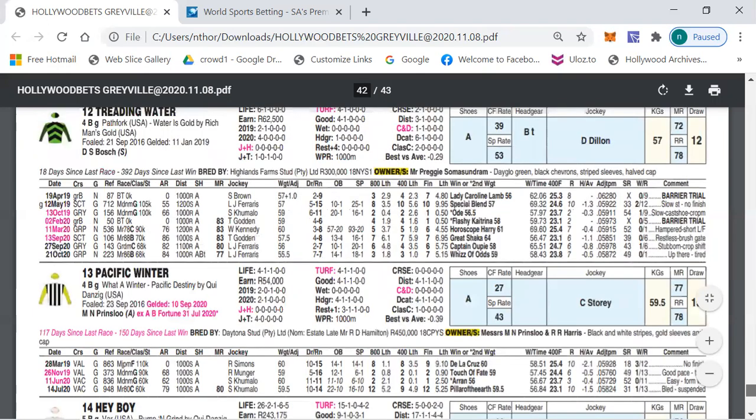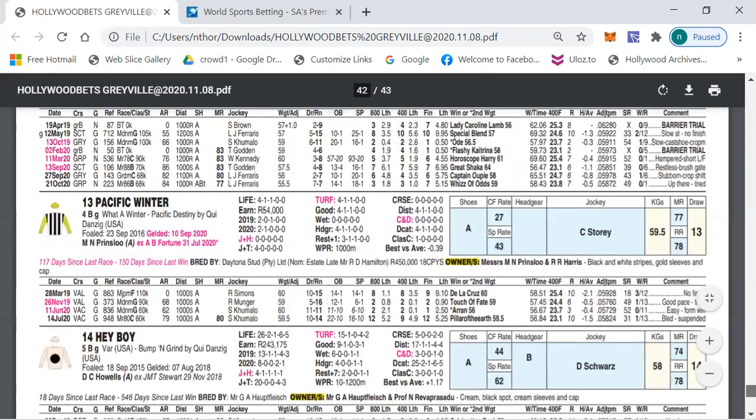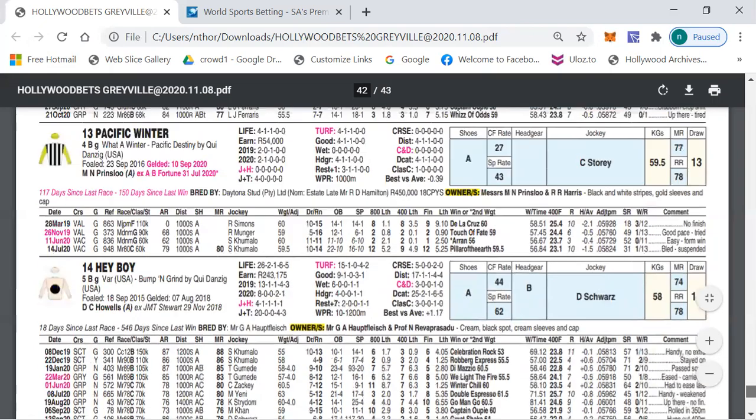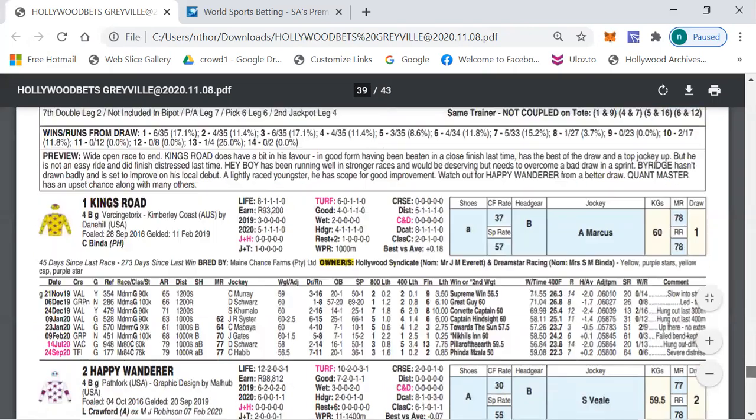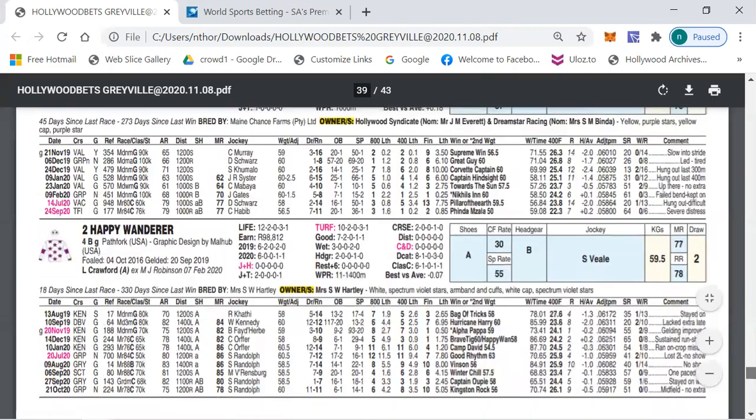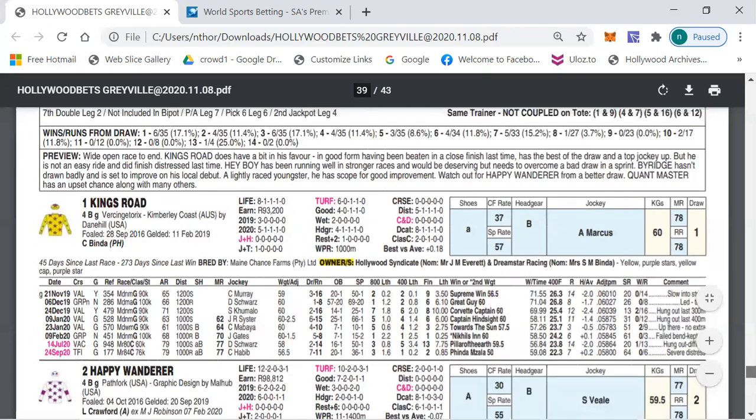There are a few horses that can improve. Draft training water can improve. A boy is getting places here and there. So also a very open race, hard to find a winner. Anton Marcus on King's Road ran second last time out on Turffontein inside track and can maybe also be involved in the finish.